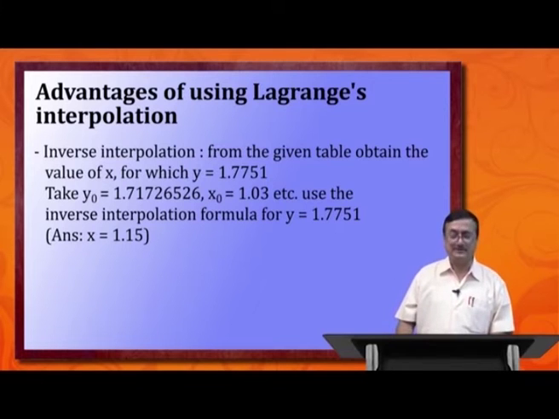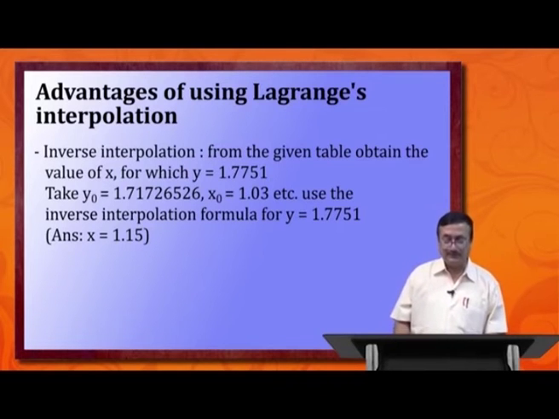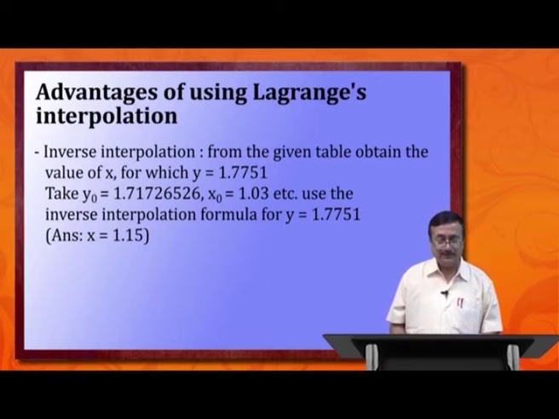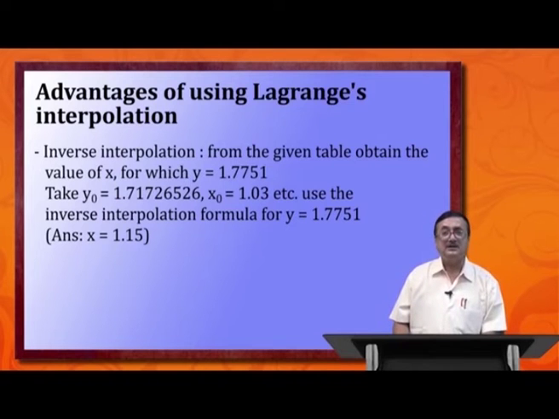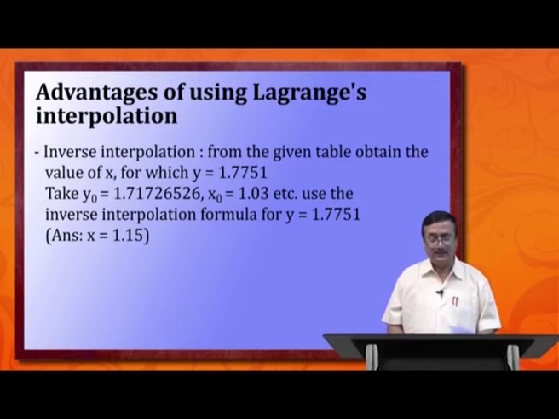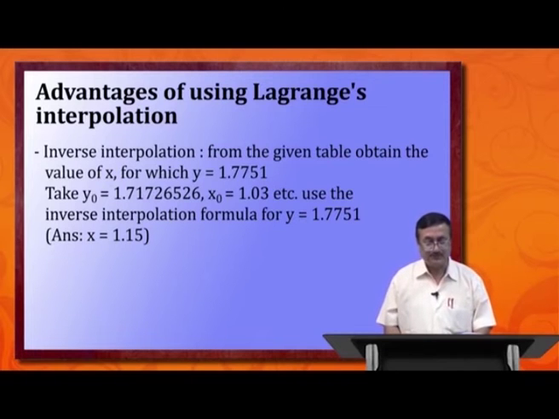One problem of inverse interpolation may be like this. From the given table, just as we have considered, find the value of x for which y is equal to 1.7751. Then put the values of yi into this formula, and you will find that for y equal to 1.7751, x is equal to 1.15.